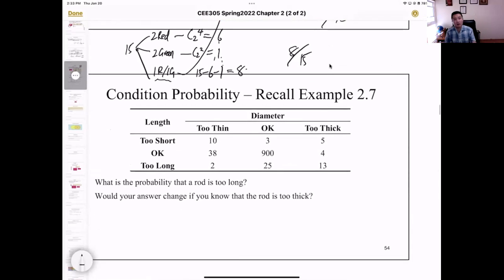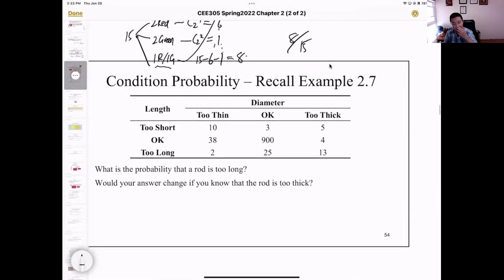All right. So far we have discussed when to use combination and when to use permutation. Remember, when order does matter, use permutation. When it does not matter, we use combination. Then let's look at conditional probability. First, let's review the previous example.